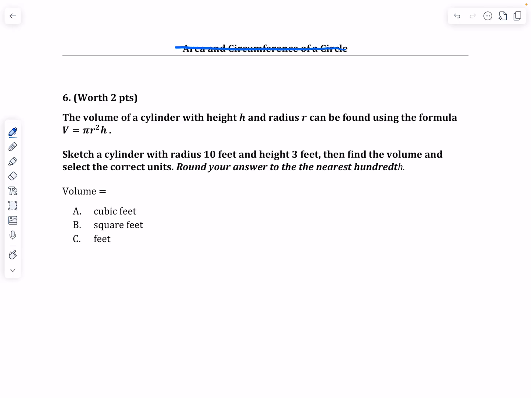Alright, so we're going to do this. And then keep that. I'm going to bring the lines down here. And then I'm going to do another shape like that. Okay, there we go. And then the radius here is going to be 10. And the height of this is going to be 3 feet. So that's 10 feet and 3 feet.